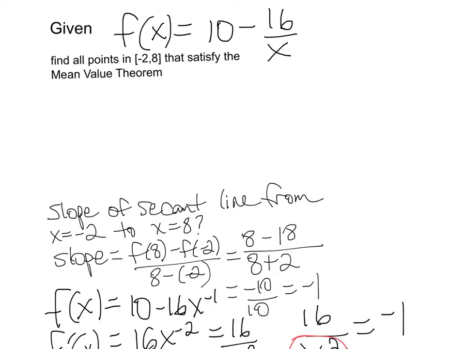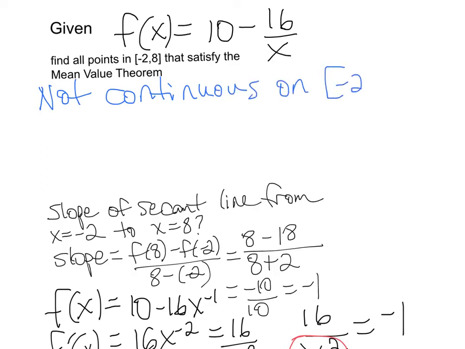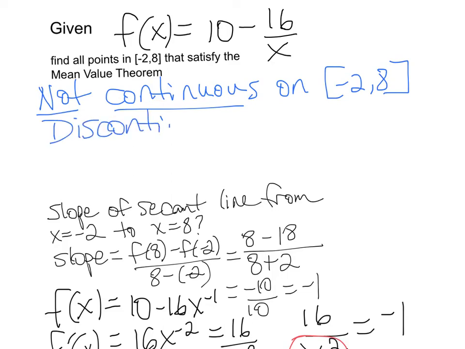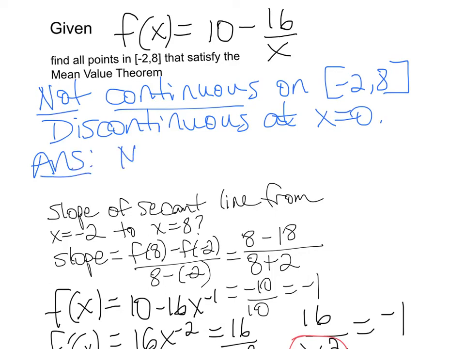The problem is that this function is not continuous on the closed interval, because there's a problem where? There's a problem at the point, look where the x is, there's an x in the denominator, discontinuous at x equals 0. This is discontinuous at x equals 0. There's a vertical asymptote at x equals 0. So the answer to this question is can't be done because the mean value theorem does not apply.